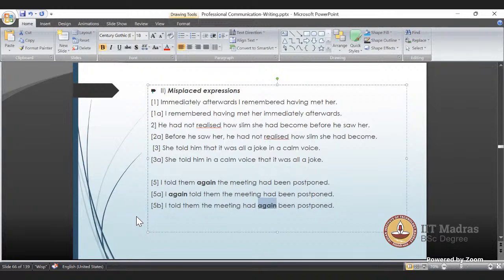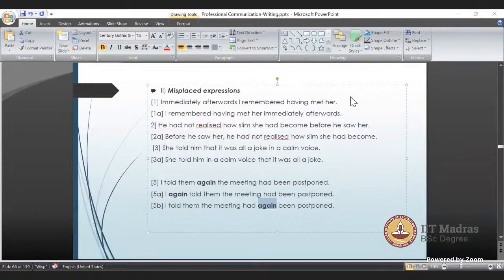The act of getting the meeting postponed multiple times is stressed in the second one. Can you not read it from the statement, guys? Yeah, no response. Is it because you have not understood, or is it because you don't want to speak?